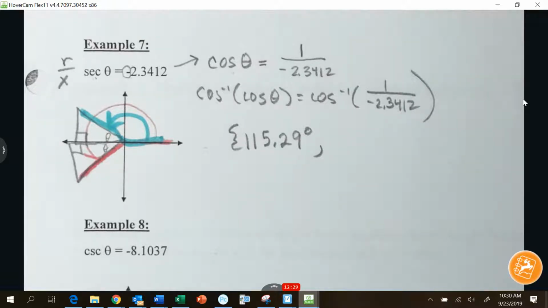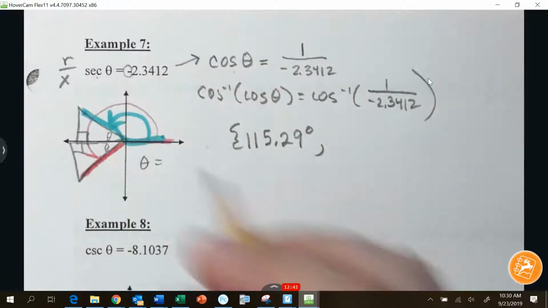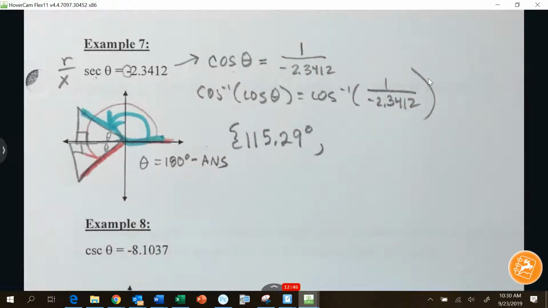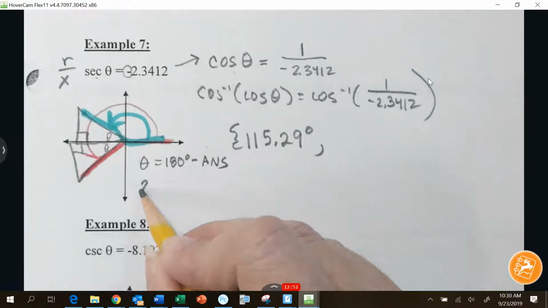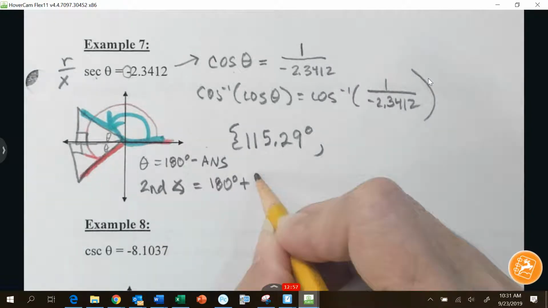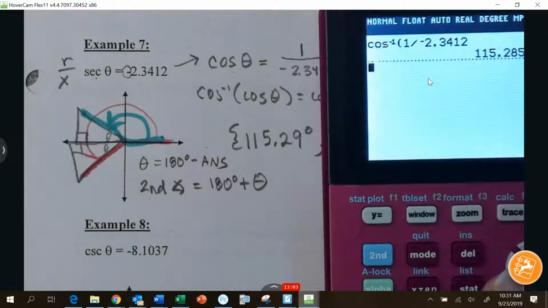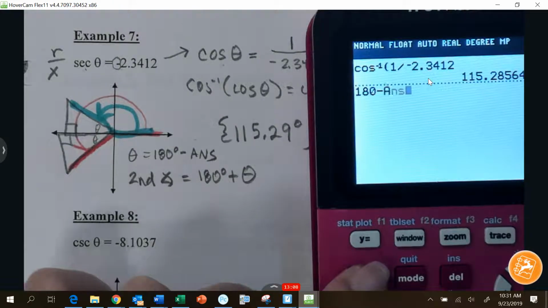Whatever theta is. Can I find out what theta is? Okay, so I can find theta by taking 180 degrees and subtracting off that last answer. That's going to give me the reference angle theta. And from there, my second angle is going to be 180 plus whatever theta is. So I'm going to use my calculator to do this. I'm not going to be rounding things. I'm going to say 180 minus that last answer I got.